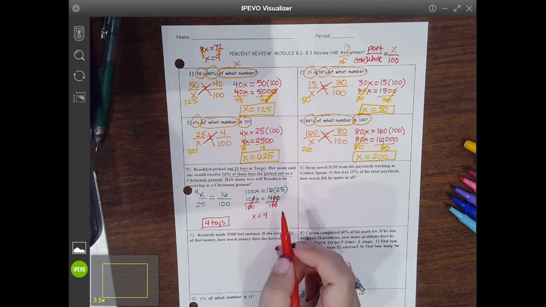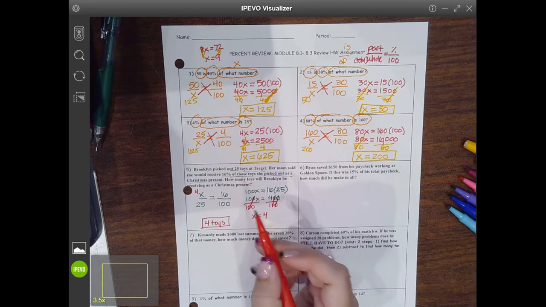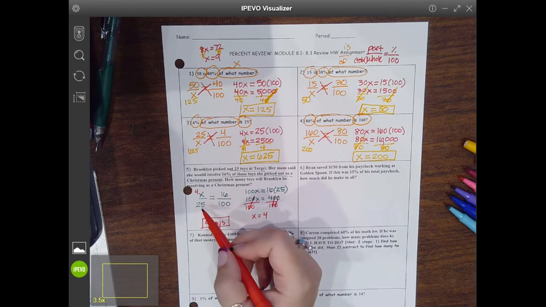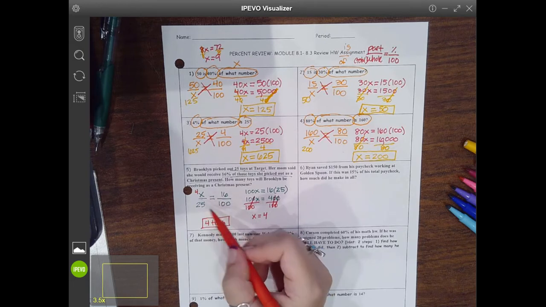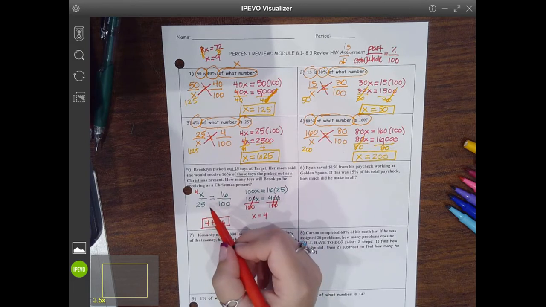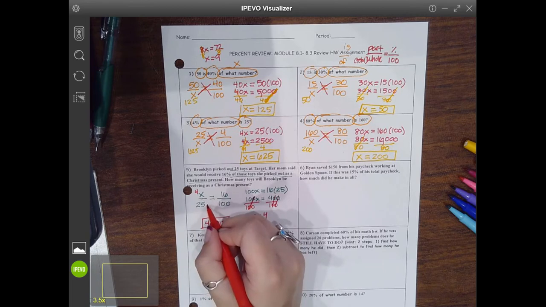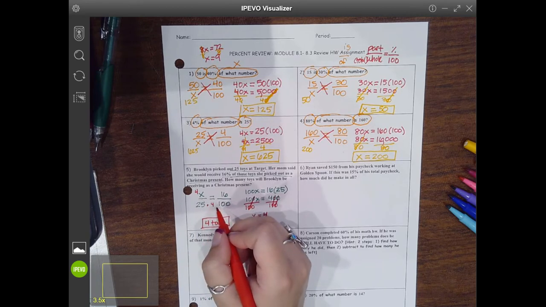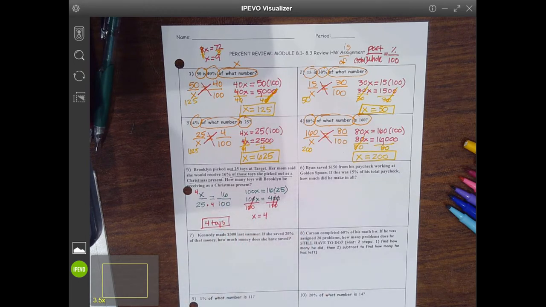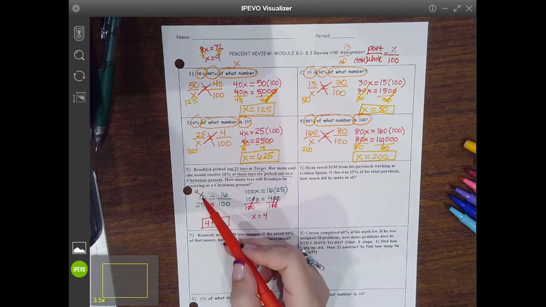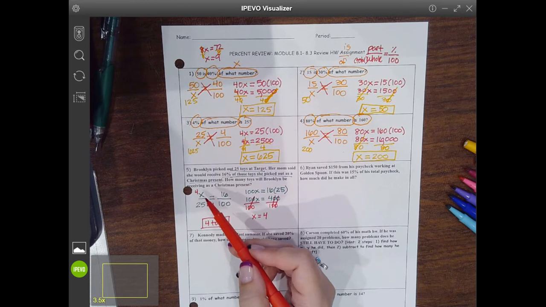Also, instead of doing cross products, I could have done a shortcut, because 25 can go evenly into 100, right? Think to yourself, when you have this proportion set up, you could go 25 times what is 100? Well, 25 times 4 is 100. So then do you go 16 times 4? And that's where it gets tricky, because if you were to type into your calculator 16 times 4, you would get 64. And some people just write 64 as their answer and don't even think about it.